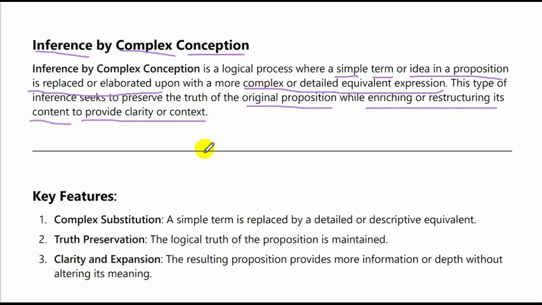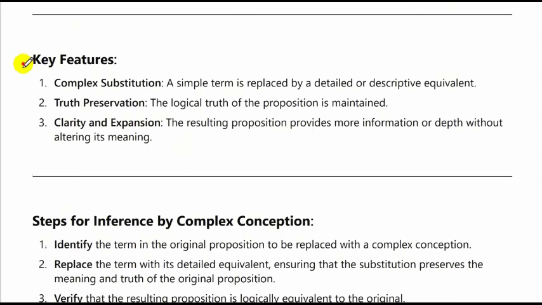So basically, the meaning of the original proposition is intact while we increase its texture, enriching it, expanding it further, restructuring its content for better clarity or context. Let's look at the key features. One is complex substitution, which means a simple term is replaced by a detailed or descriptive equivalent. All of this we'll cover in the examples.